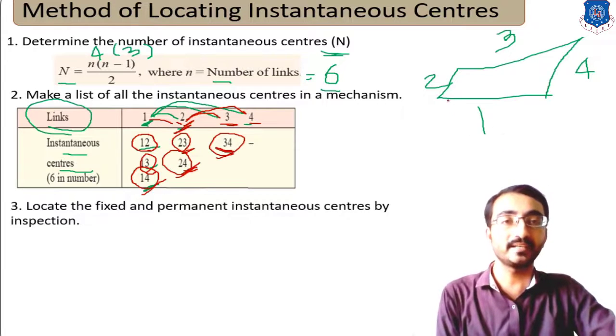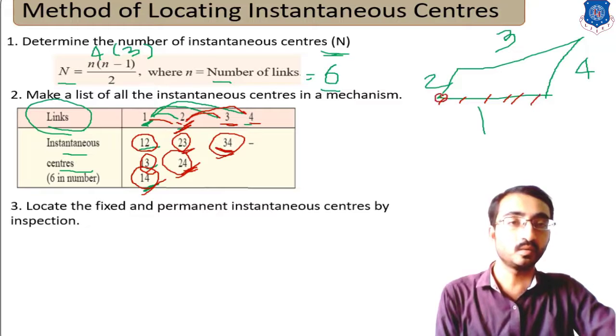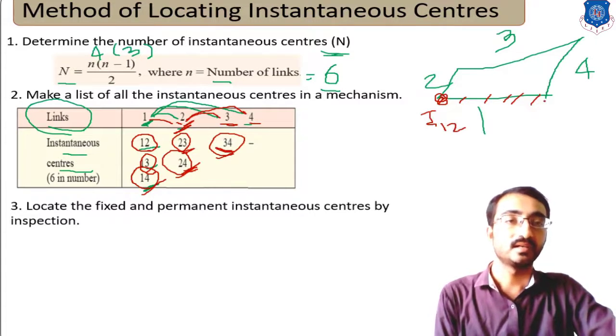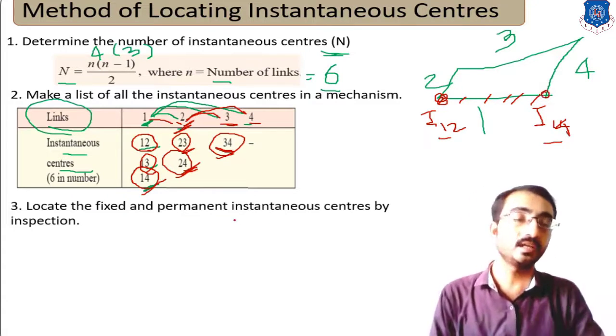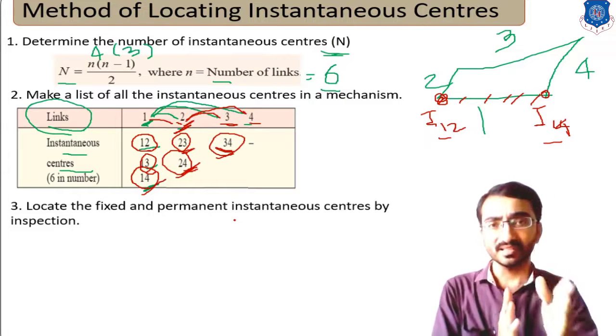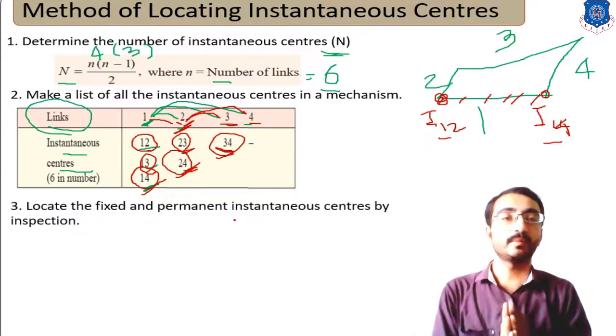Then step number 3, we will locate the fixed instantaneous centers by simple inspection. If we consider link number 1 as the fixed link, then link 1, 2 is your pin joint and fixation, and link 1, 4 is again your pin joint and fixation. So 1, 2 and 1, 4 are both fixed instantaneous centers that can be directly sketched with the simple inspection method.